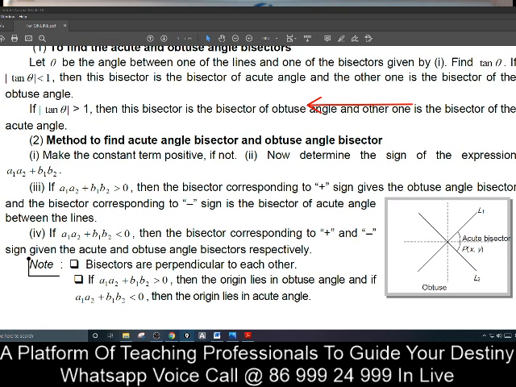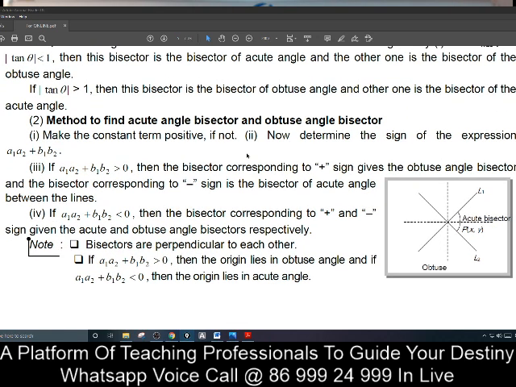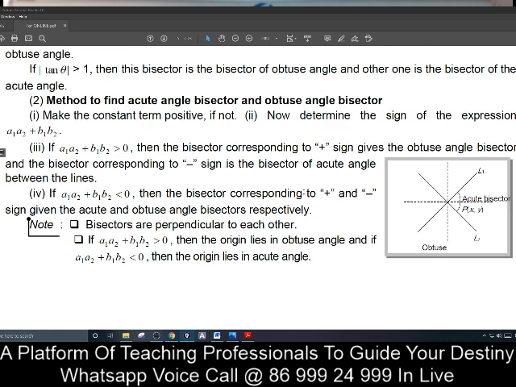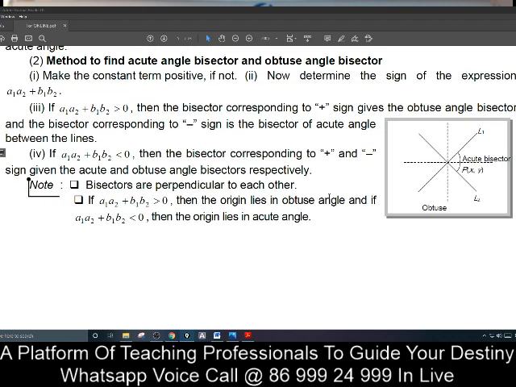Now this is the method I explained to you. Make the constant term positive if not. Now determine the sign of the expression a1 a2 plus b1 b2. If a1 a2 plus b1 b2 is greater than 0, then the minus sign gives you the acute angle. If it is less than 0, then the plus sign gives you the acute angle. Okay, that's what it is.